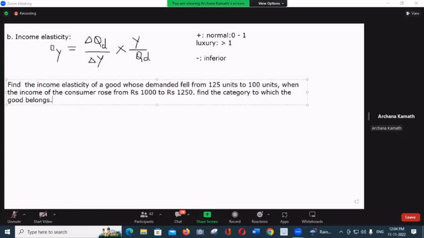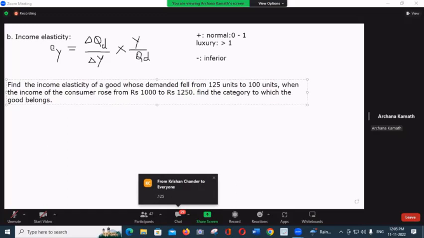Same equation, instead of change in price, you have to see what level of income consumers' income has changed to. The question is divided into two parts. One, you have to find the elasticity, and one, you have to find to which category it is falling.